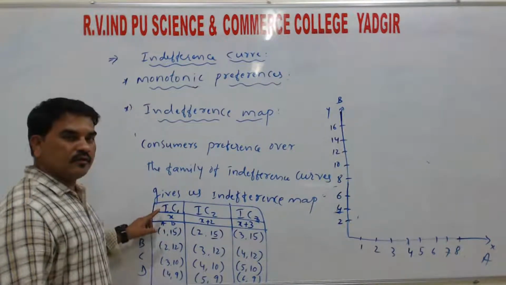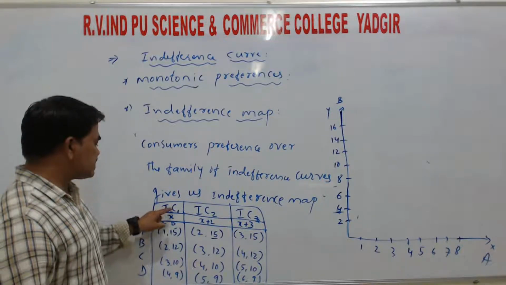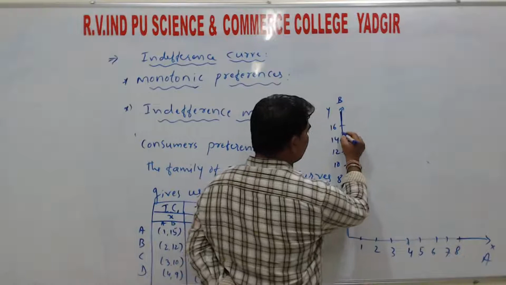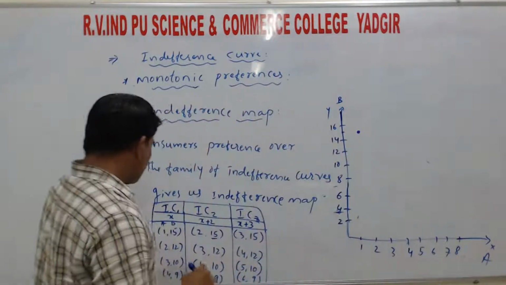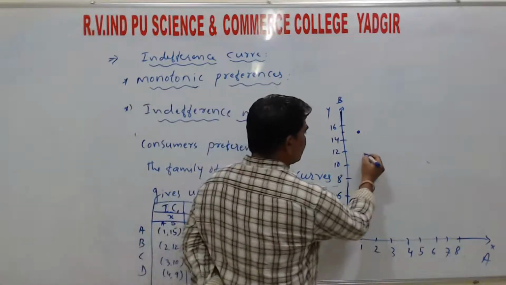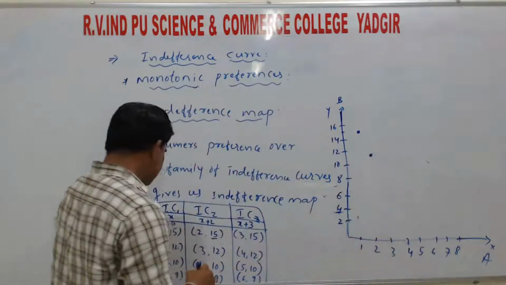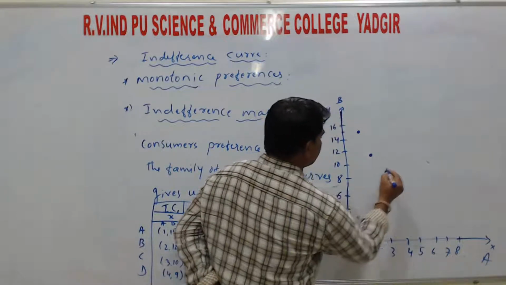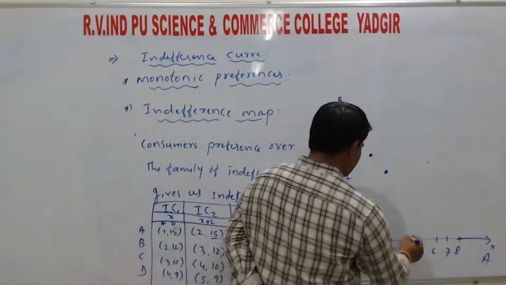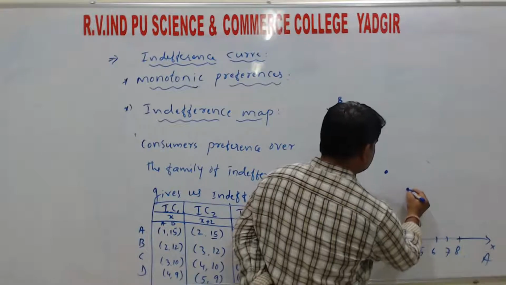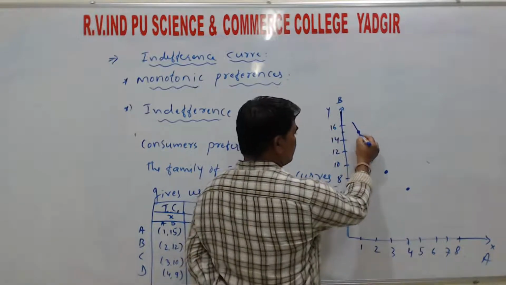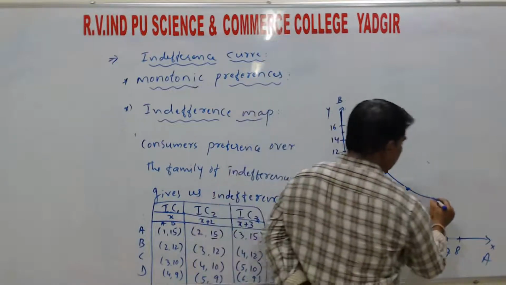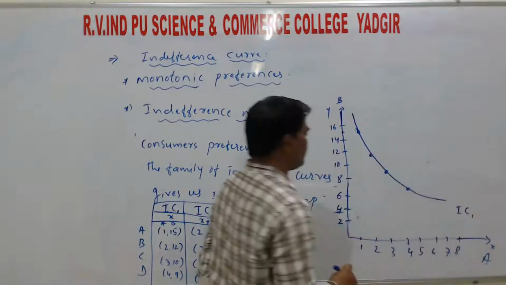Okay, so first we will try to draw this curve. First, the indifference curve. In the first combination, 1 apple, 15 bananas. Here we have one point. 2 apples, 12 bananas. Here we have the second bundle, 3, 10. This is the third bundle, and this is 4, 9. This is the fourth bundle. So if I draw the curve, this is the first indifference curve. Okay.